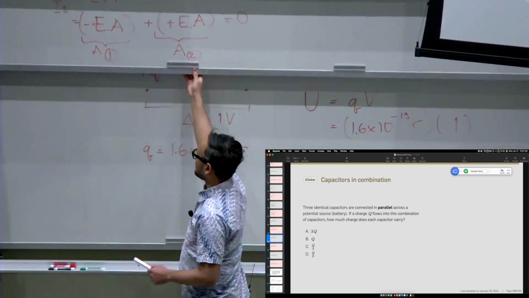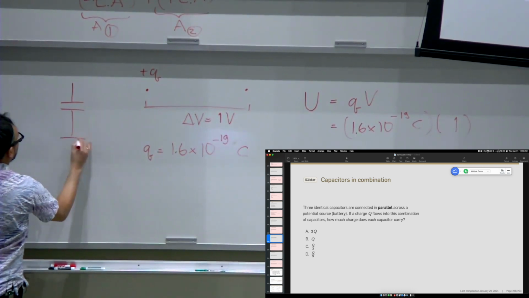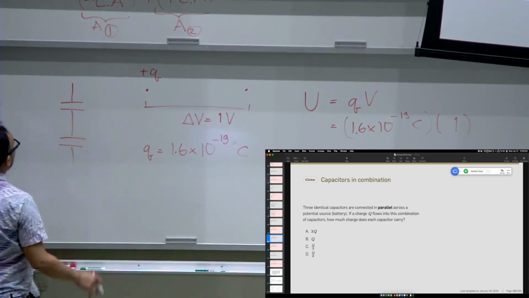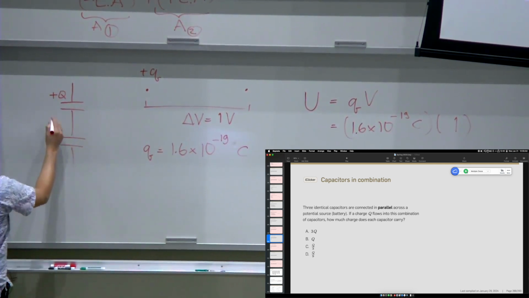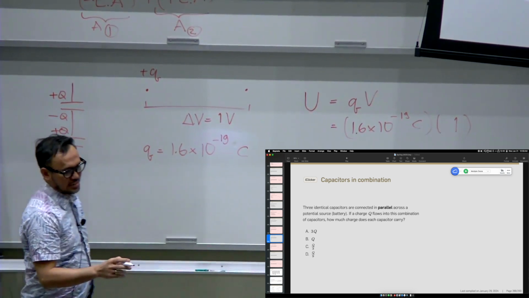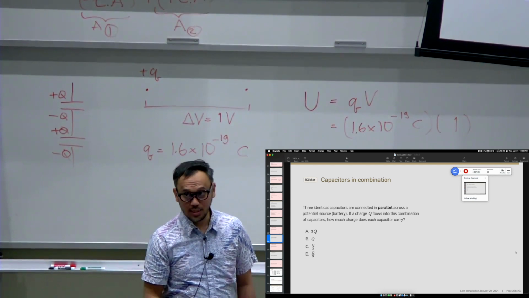Unfortunately, I erased the drawing before. So capacitors in series don't have to be equal capacitance. If there is charge minus Q and plus Q on one capacitor, what is the charge of the other capacitor? Plus Q, minus Q. So the answer is B, because it's in series.